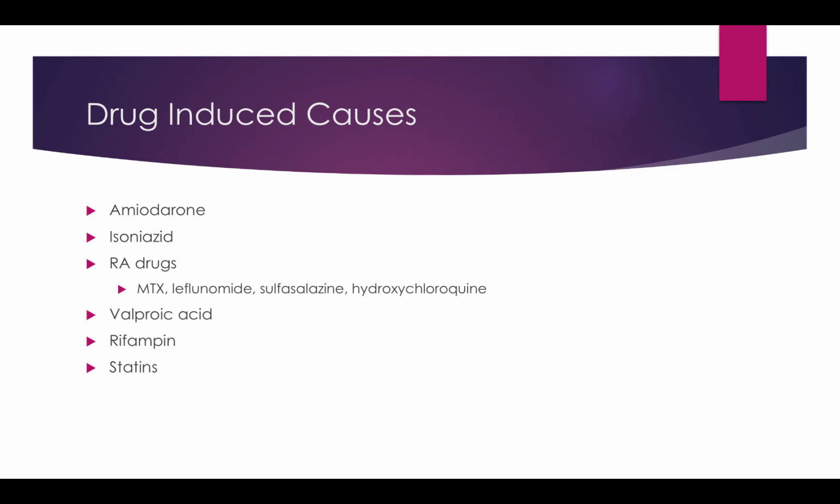I put together a small list here, and certainly there are others. Amiodarone is a classic agent used for arrhythmias, rhythm control, with a definite black box warning, so you need to monitor liver function with that medication. Isoniazid, used in the treatment of tuberculosis, is a common medication and a notorious cause of liver failure.